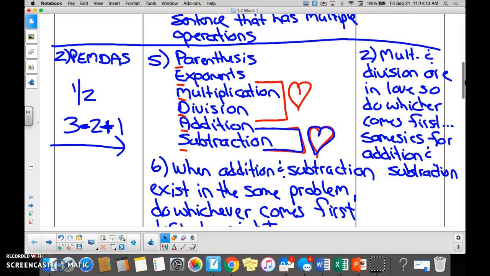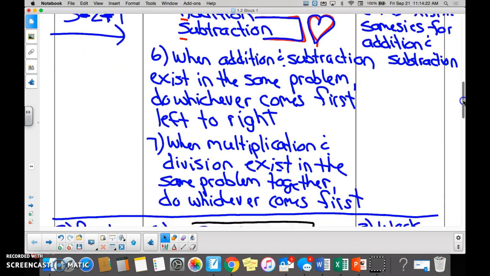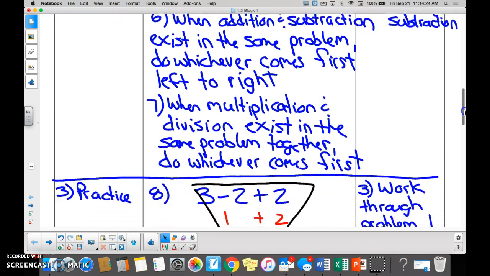Are parentheses and exponents in love with anybody? No. No, they have no love. Parentheses and exponents have no love. Okay. And then 6 and 7, we just rewrote that. Exact same thing we just talked about.